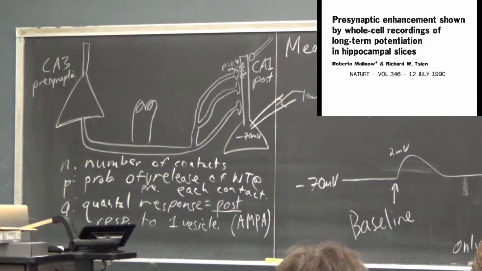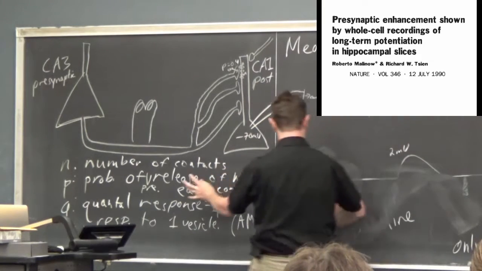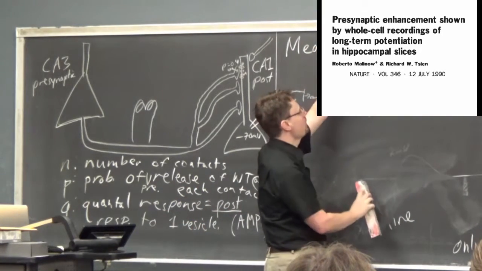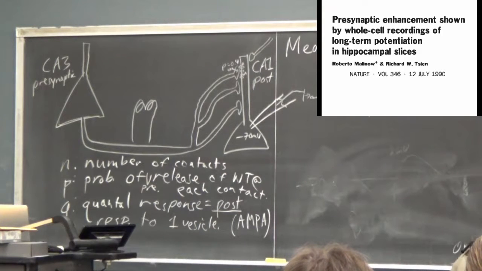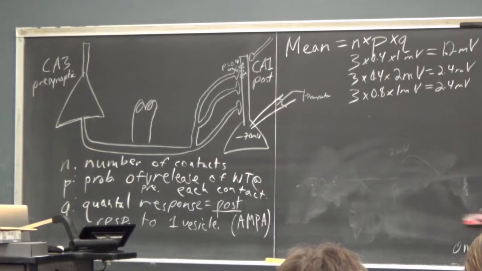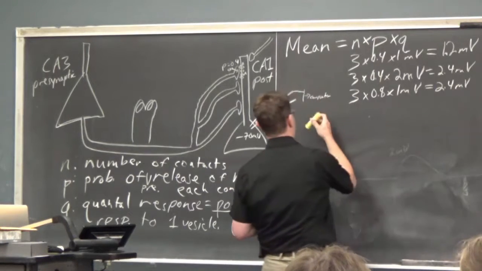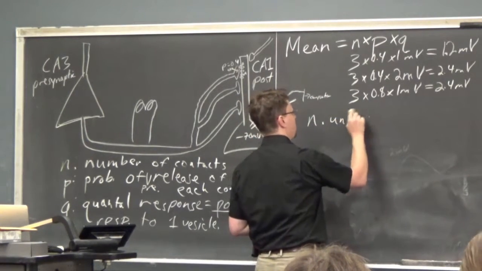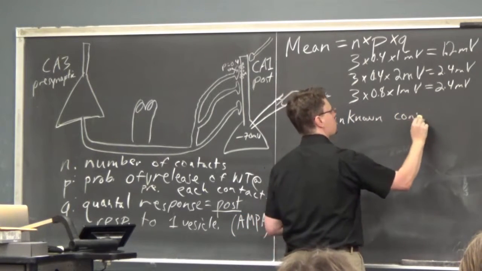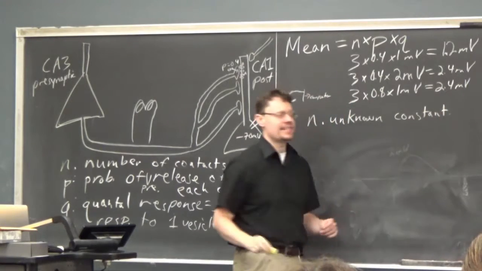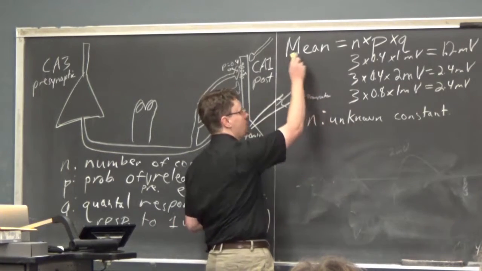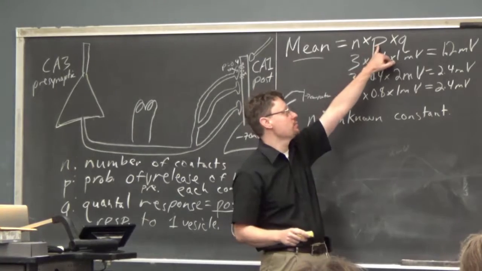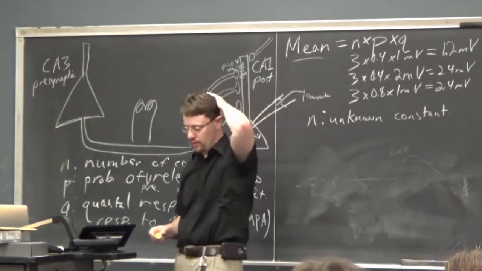Okay, we're going to be doing the same sort of experiment here. I'll leave my scatter plot. Same kind of recording setup, same things going on, some number of contacts, we don't know what that is, but it's some constant value. So N is unknown but constant. We expect it's going to take hours to grow new synaptic contacts, so if we see a change in our mean response, it's not because of this. It's got to be because of either presynaptic probability of release or postsynaptic sensitivity to glutamate.